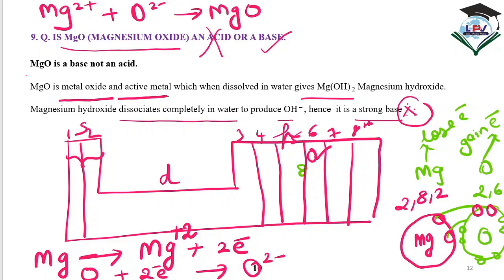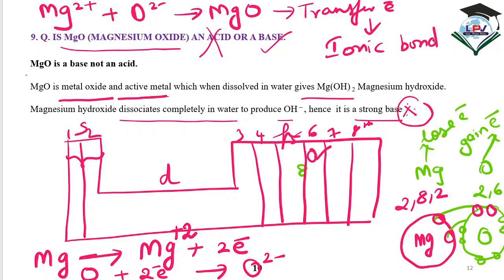Now, because the transfer of electrons has taken place, you have to remember that this is an ionic bond, not a covalent bond. In an ionic bond, the transfer of electrons takes place from metal to non-metal, whereas in a covalent bond, sharing of electrons takes place. So now I hope you have understood why magnesium oxide forms an ionic bond.